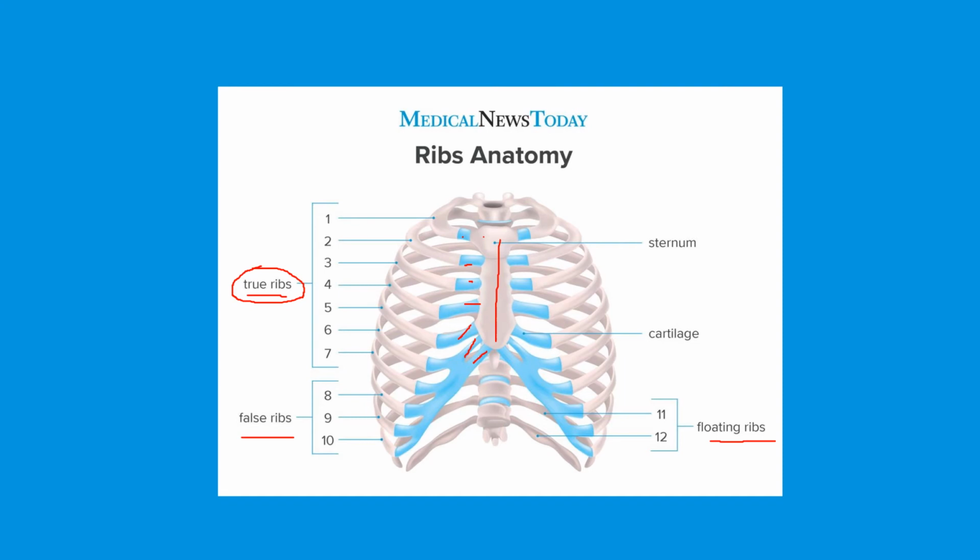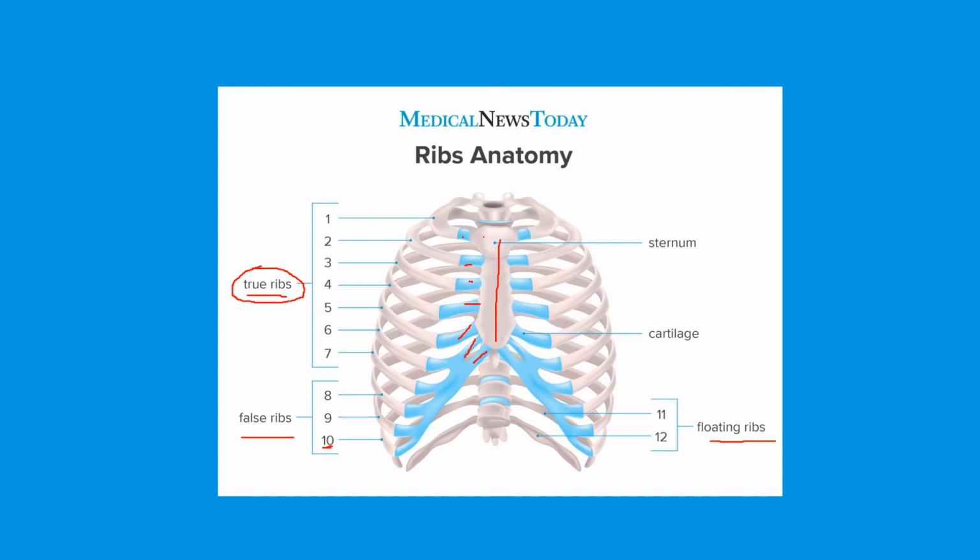These types of ribs are formed because of their attachment to the sternum. Either they are directly attached or indirectly attached. So the first 7 pairs are true ribs and they are directly attaching to the sternum. The second type is the false ribs, and the 8th, 9th and 10th pairs are false ribs.